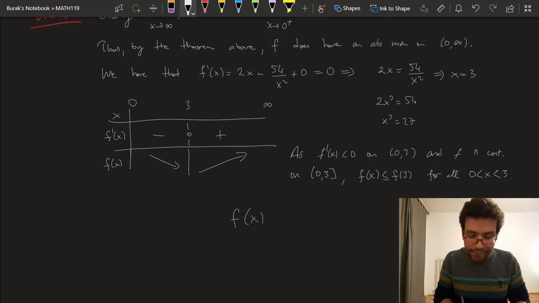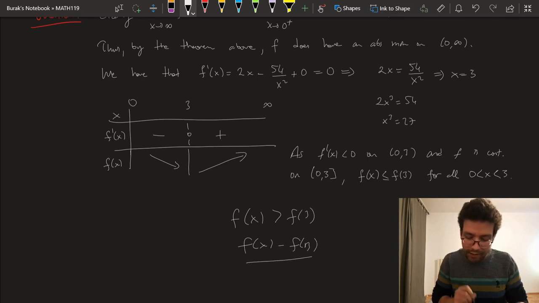Pretend that f of x were bigger than f of 3. Then what would you have? Put this to the other side. Divide by, okay, this would be positive. And divide by x minus 3. Now, if x is less than 3, this will be negative, so this would flip. Okay?